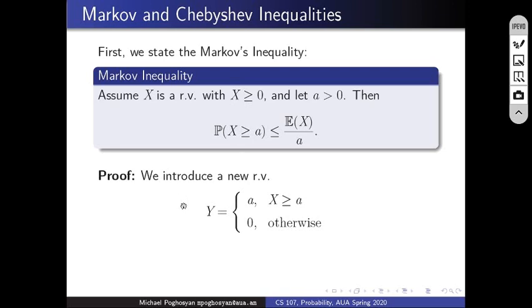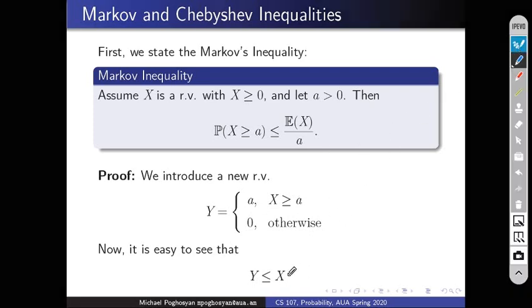So proof is simple. We introduce a new random variable Y, which takes two values. It is A if our X is larger or equal than A, and it is 0 otherwise. So Y is discrete, it takes only two values. Y is the transform of X, if you want. And it is easy to see that Y is less or equal than X for any case, for any omega.